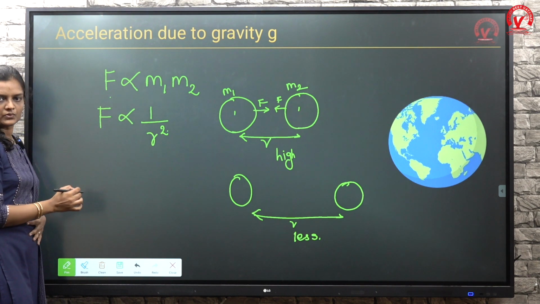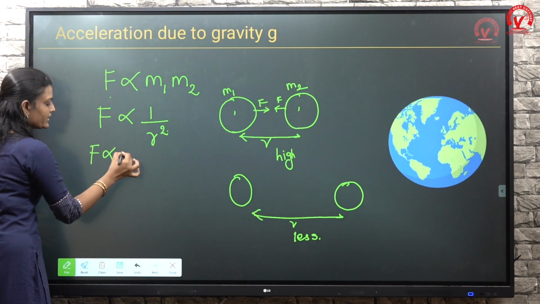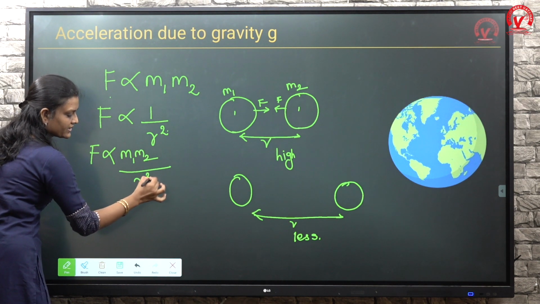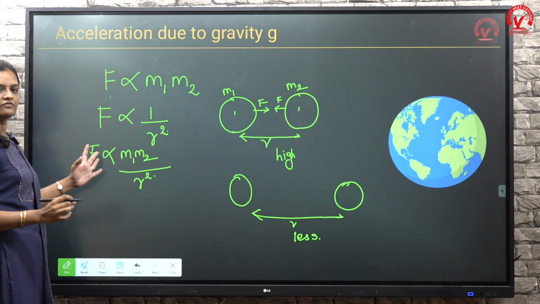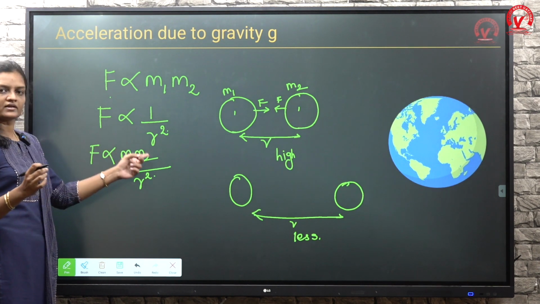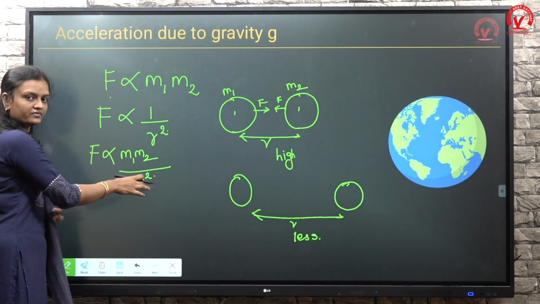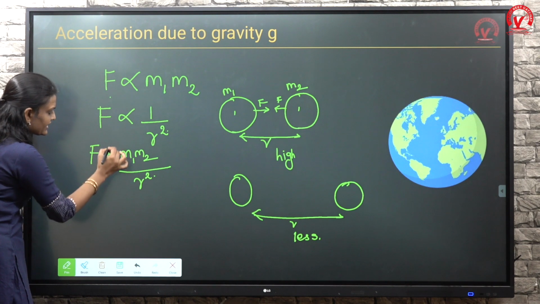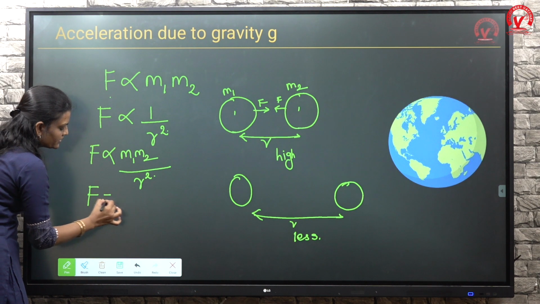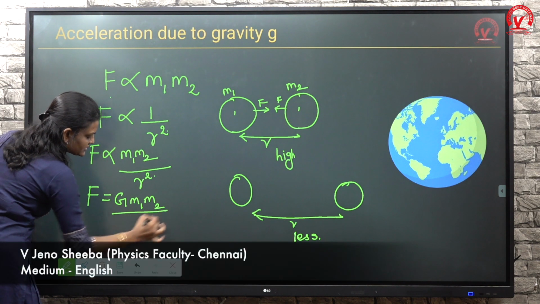So in Newton's universal law of gravitation, F is directly proportional to m1 m2 divided by r square. That is, each and every object in the universe has attraction. It is the product of two masses and the square of the distance between them. We want to remove the proportionality, so I am going to write F is equal to G m1 m2 divided by r square.